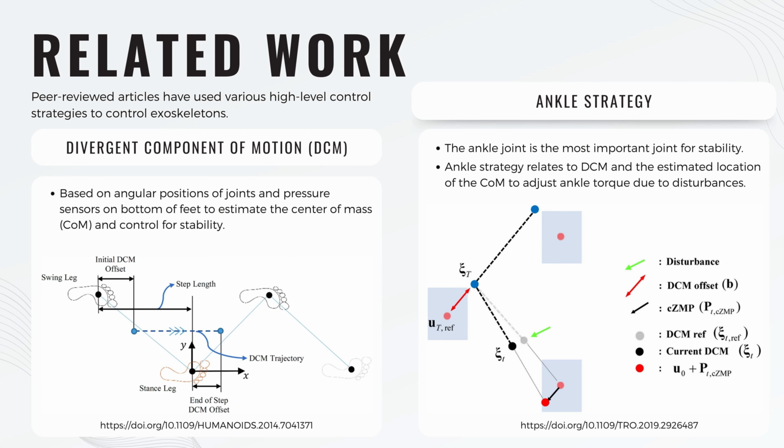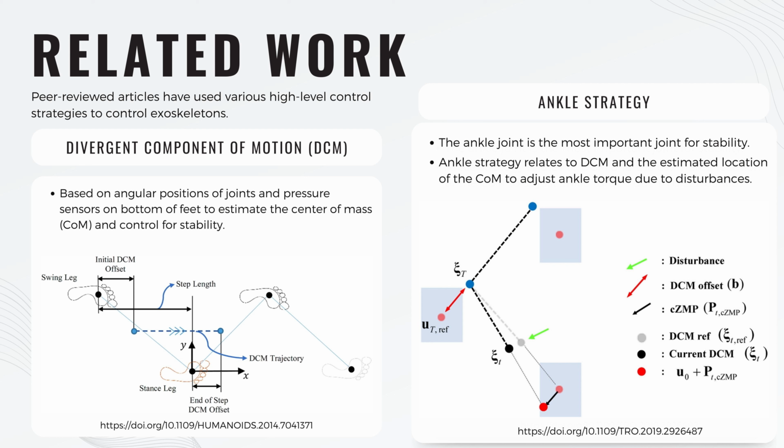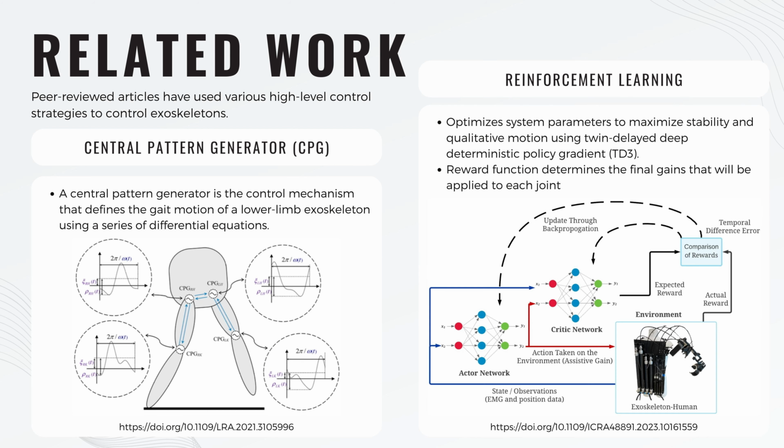Another control strategy used for stability is ankle strategy. The ankle joint may be the most important joint when it comes to stability. Your ankle joint is constantly active, keeping your center of mass above your foot. Ankle strategy relates to the DCM and the estimated location of the center of mass to adjust ankle torque due to disturbances.